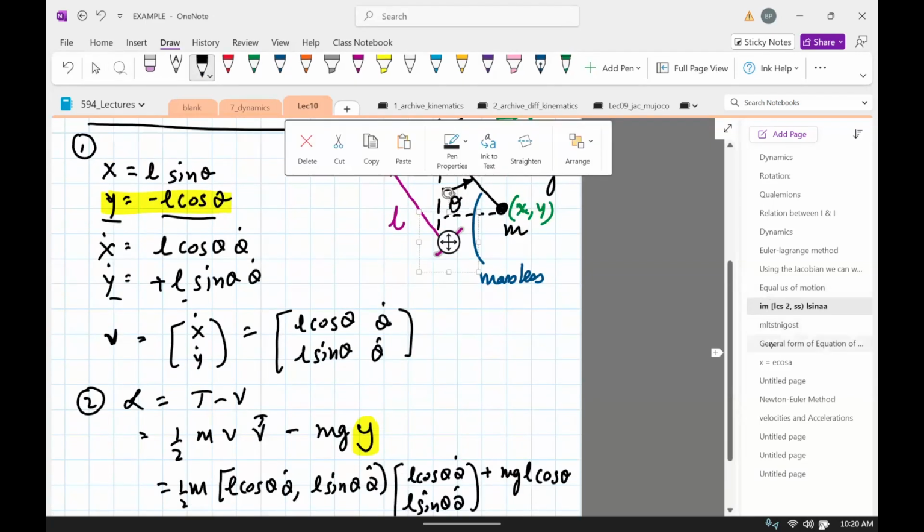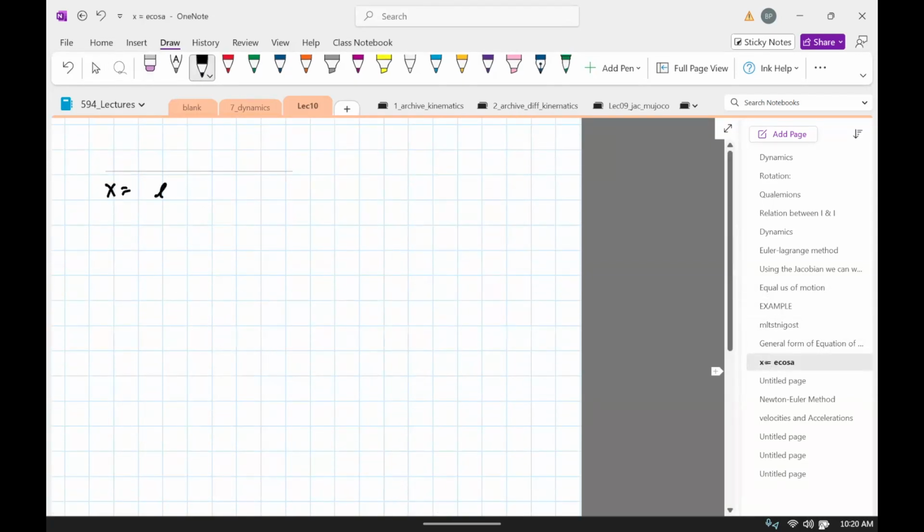X equals L sine theta. Okay, let's just use X equals L sine theta. One way of getting this is to just do X dot is L cosine theta, theta dot, right? That's one way, and that's what I did. I just took the derivative. So here's another way.